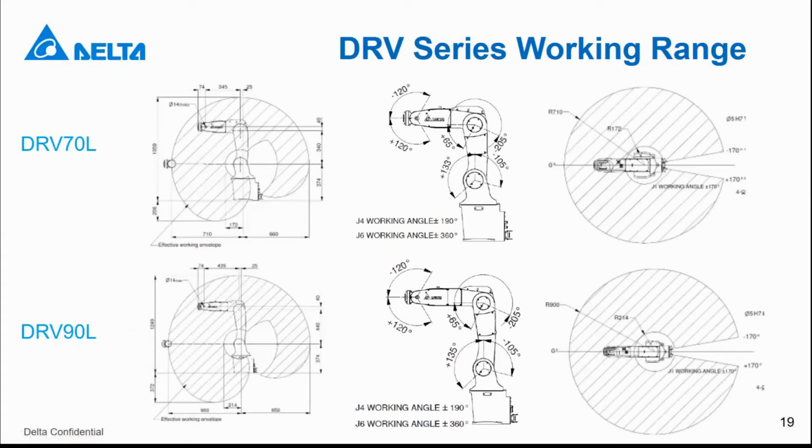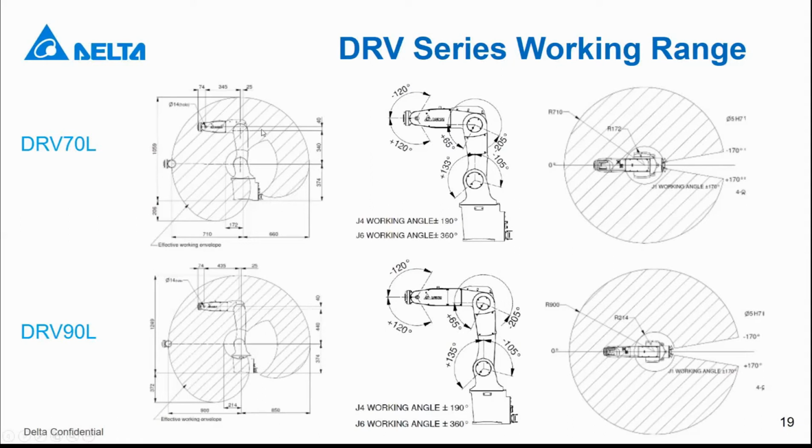So here is the working range of the DRV series. You can see, because the DRV series is more flexible than the SCARA series, it's not only on a plane, it's a 3D architecture. So in the working range, we need 2 pictures to show it. Let's look at the right side first. This is the working range on the XY plane. It's very wide, almost a full circle. Only at the end there is around 20 degrees where it cannot reach the back.